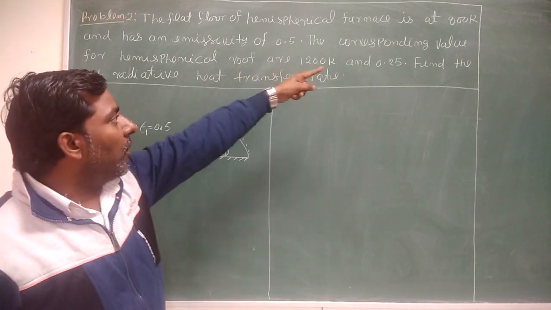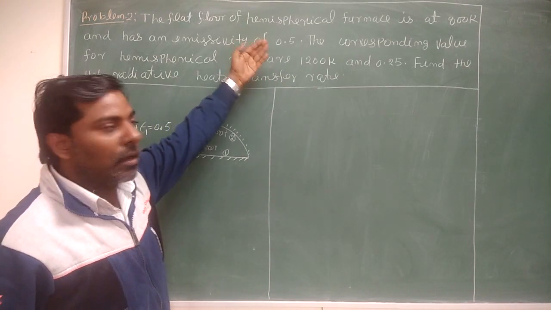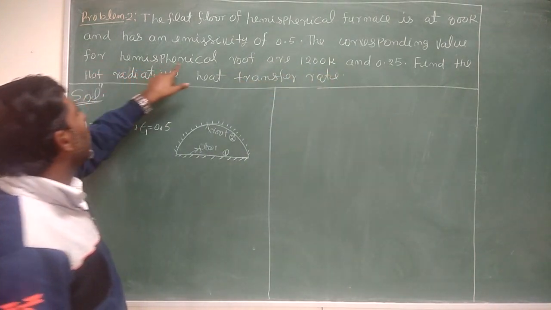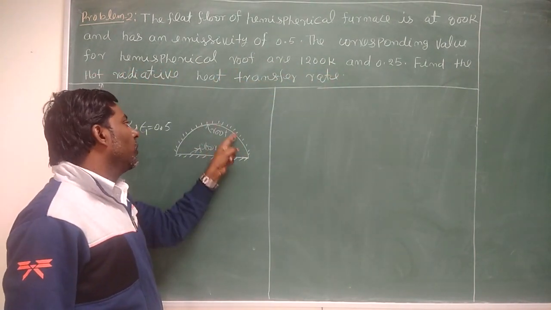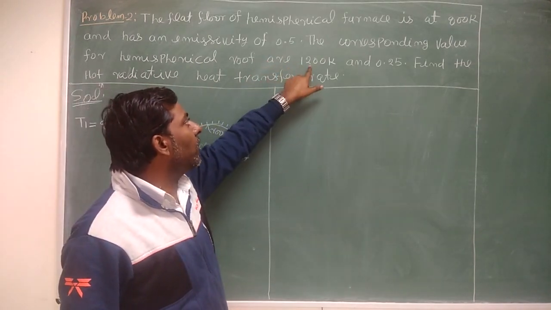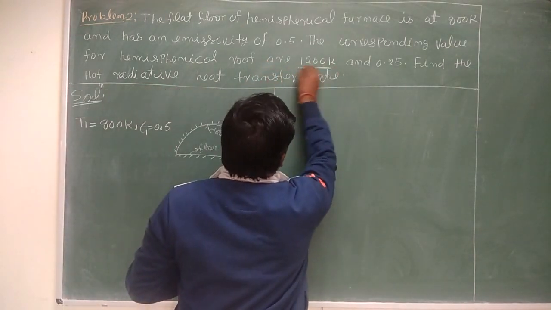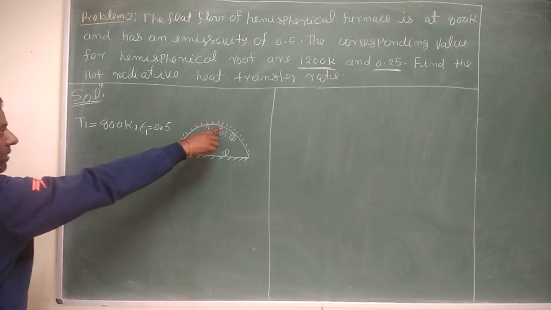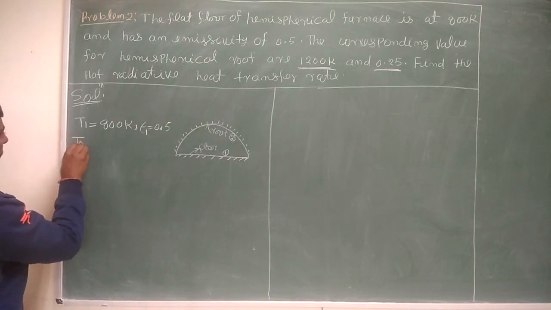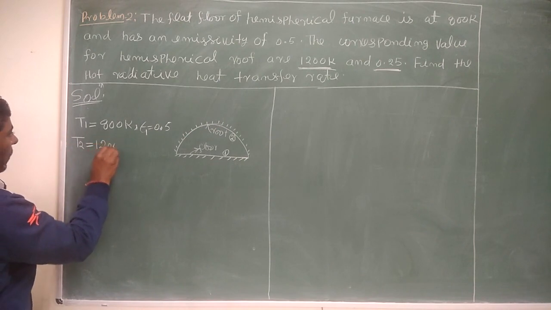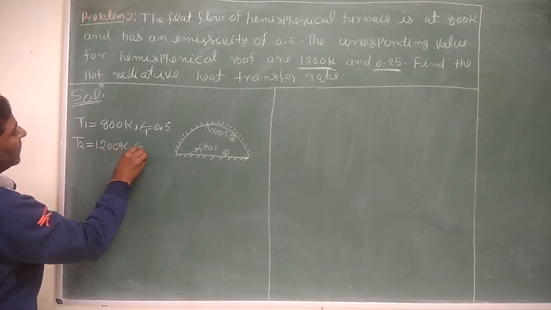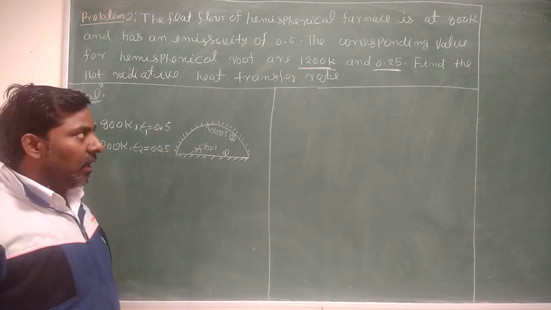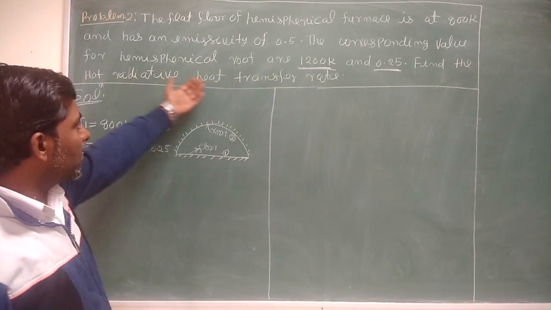Now, the corresponding values, that is temperature and emissivity, for the other surface. The corresponding values for the hemispherical roof are 1200 Kelvin and emissivity 0.25. So for this hemispherical roof, surface 2, temperature T2 is equal to 1200 Kelvin and its emissivity epsilon 2 is equal to 0.25. That is given, and they are asking to find the net radiation heat transfer rate.